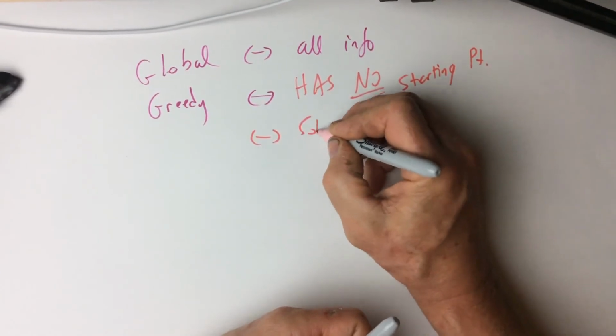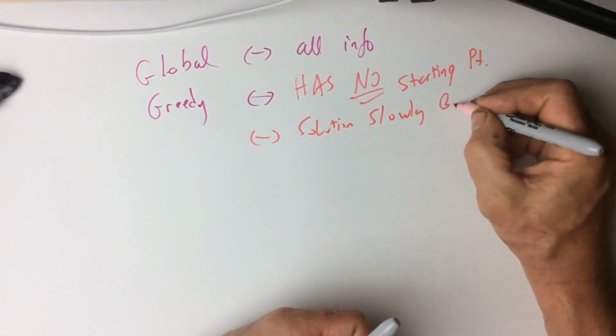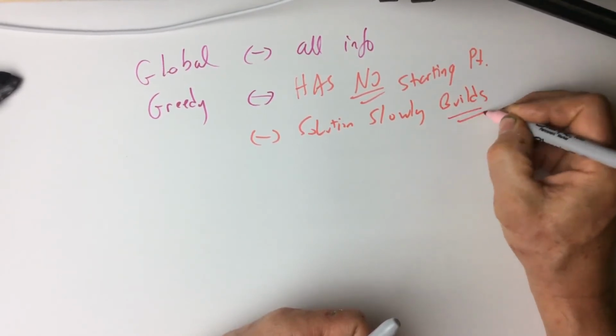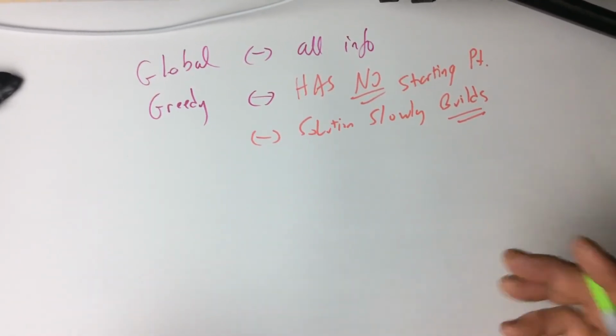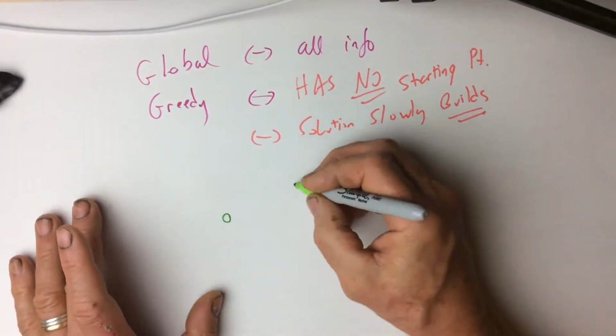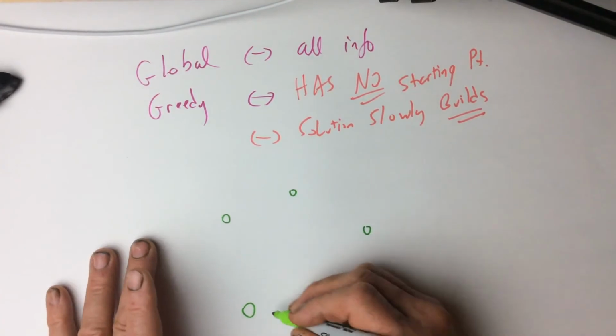The solution slowly builds. You don't see the answer necessarily happening quickly. In fact, it doesn't even look like a circuit to begin. So let's begin with a picture. It's got to be complicated enough. So I'm going to get 5 cities here.